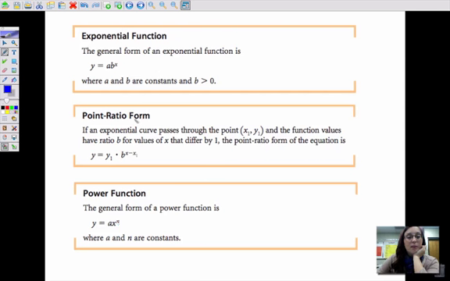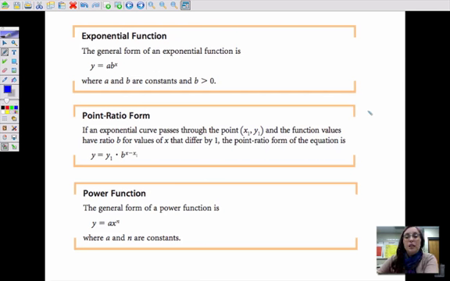So in point ratio form, that's where we know it's an exponential curve, so it's an exponential function like the one above here. And we know a point that it passes through, and we know the ratio for values of x that differ by 1. The point ratio form is y equals y1 times b to the x minus x1. So the only important part is that the ratio can't be between any of them.